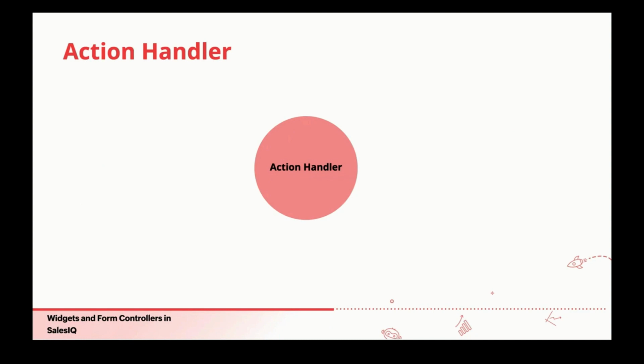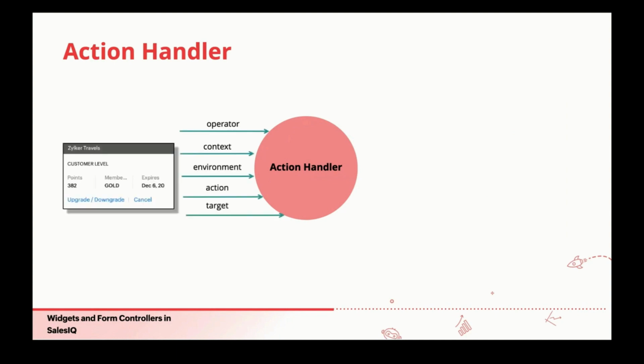Then comes the action handler. This one can be used to specify what happens when an action is done in a widget. So the inputs passed to this handler are the details of the operator, the environment, the action, target, and the context. So these have two more inputs in addition to the inputs that we had passed inside the detail handler. So they have operator, context, environment, action, and target.